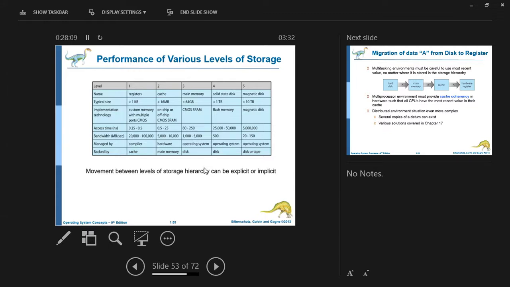Here you can see the performance of various levels of storage. If you look at registers, we have size of less than 1 KB, cache size less than 16 KB, main memory less than 64 GB, and solid state disk up to 1 terabyte. You can have a magnetic disk up to 10 terabytes. But if you look at the access time, you can see here 0.25 to 0.5 nanoseconds for registers when you are trying to access.